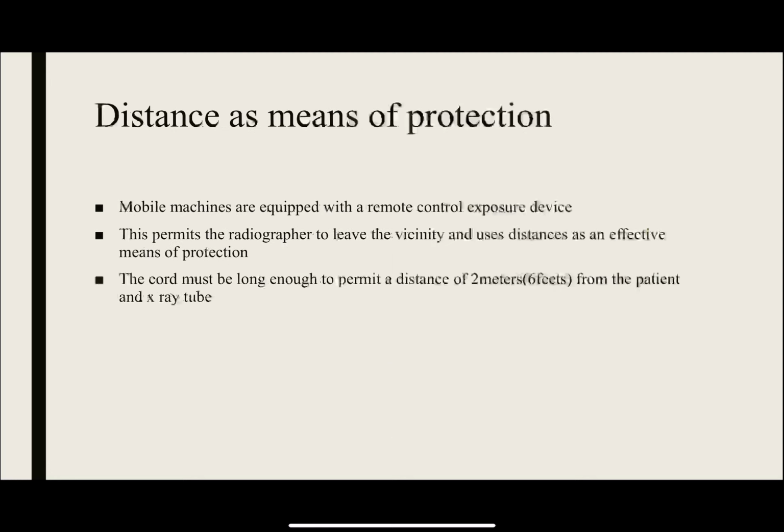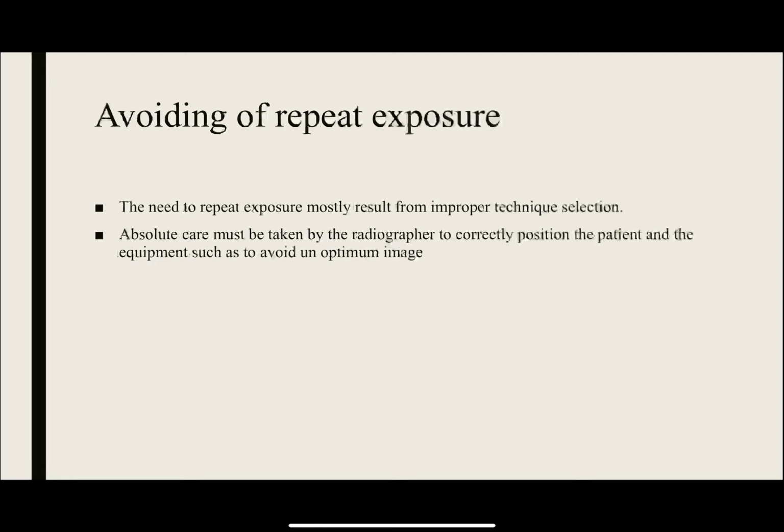And distance as a means of protection, like I said: we follow the inverse square law. That is, when the distance from a source of radiation is doubled, radiation at the new location spans an area 4 times larger than the original area. However, the intensity at the new distance is only 1/4 the original intensity. That means if we increase the distance between the source and the patient, radiation dose is directly decreased. And like I said, we should always avoid repeated exposure, as it will increase radiation dose.